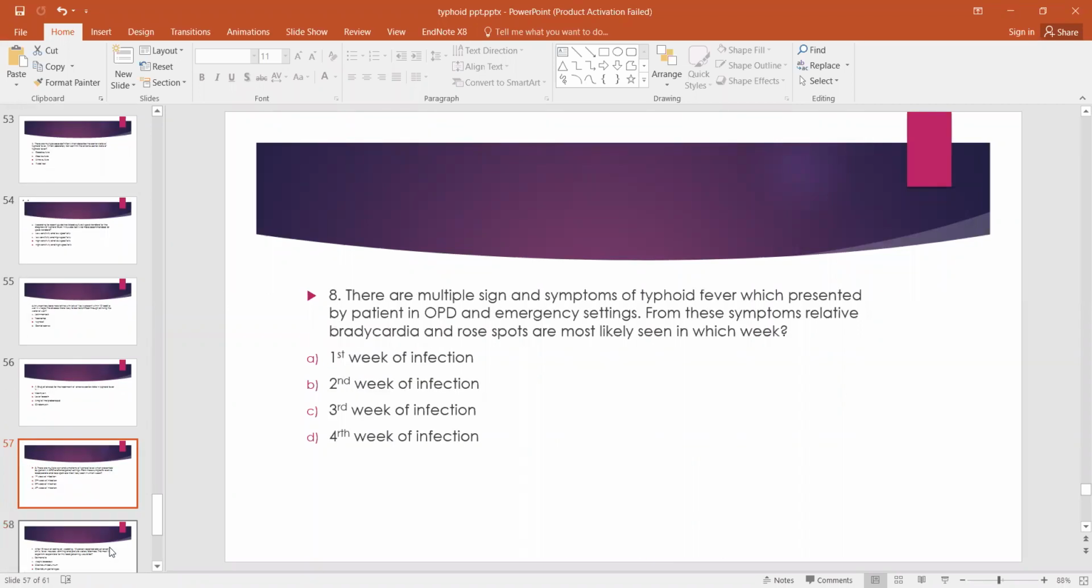There are multiple signs and symptoms of typhoid fever which are presented by patients in OPD and emergency settings. From these symptoms, relative bradycardia and rose spots are most likely seen in which week? First week of infection, second week of infection, third week of infection, or fourth week of infection? B, second week of infection is the right option.